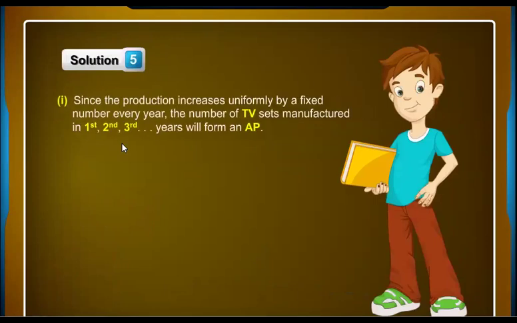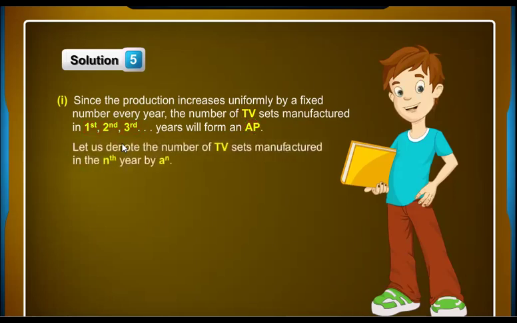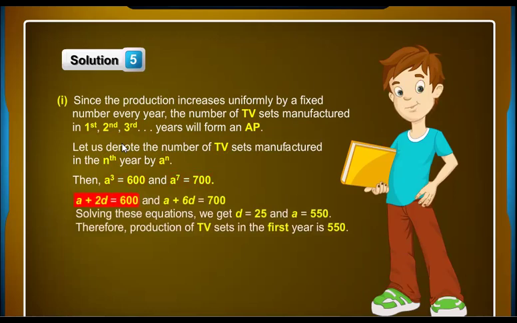Solution. 1. Since the production increases uniformly by a fixed number every year, the number of TV sets manufactured in first, second, third years will form an AP. Let us denote the number of TV sets manufactured in the nth year by an. Then a3 = 600 and a7 = 700. a + 2d = 600 and a + 6d = 700. Solving these equations, we get d = 25 and a = 550. Therefore, production of TV sets in the first year is 550.